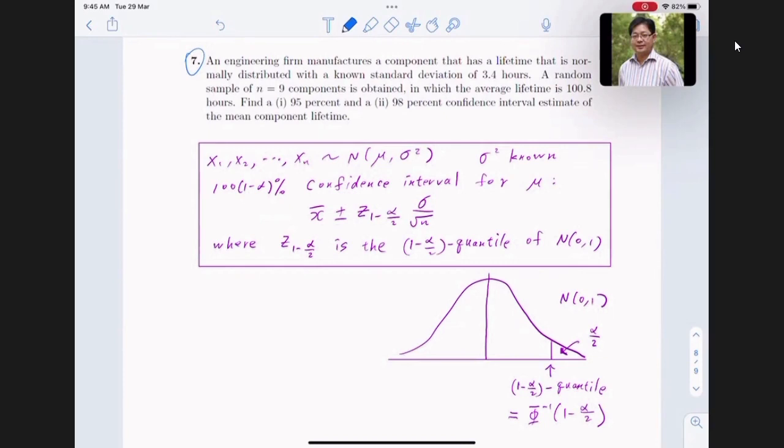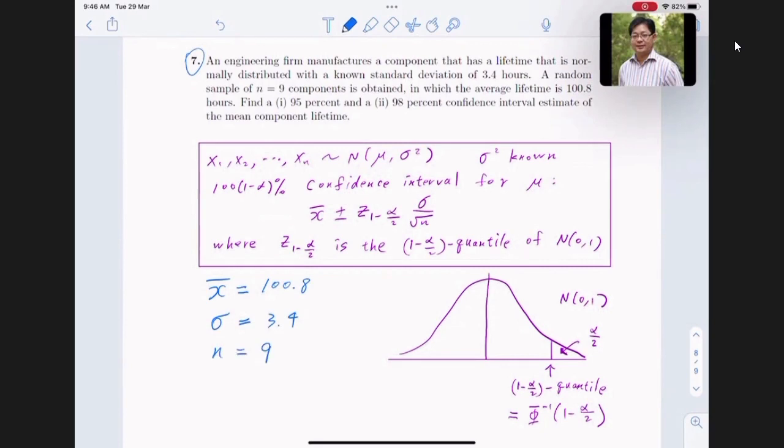In this formula, we need the sample mean, the population standard deviation, which is assumed to be known, and the sample size n. In this question, all this information is given. We have the sample mean determined as 100.8, the population standard deviation given as 3.4 hours, and the sample size is equal to 9.